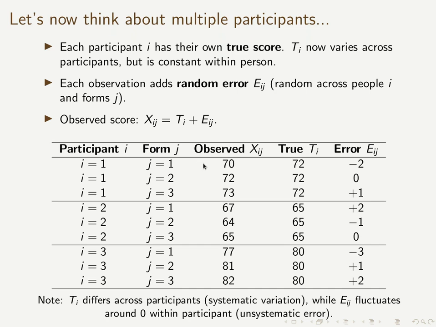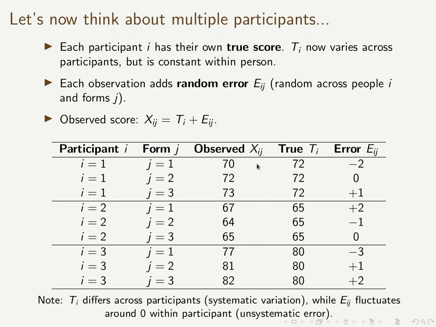Now, if we just look at these 3 participants taking 3 parallel forms each, so we have a total of 9 observations, we are now going to see that there's still going to be variability across all of these observed scores, right? So across all 9 scores that I collected across my 3 participants taking 3 parallel forms of a test.